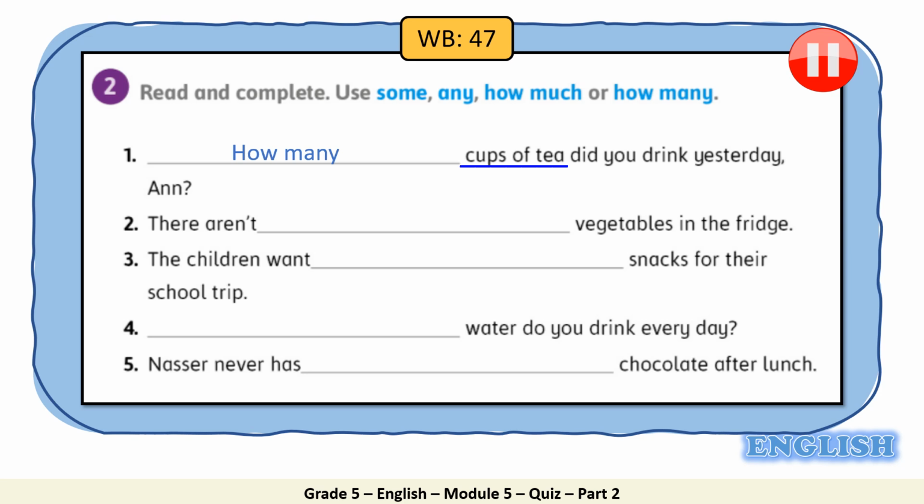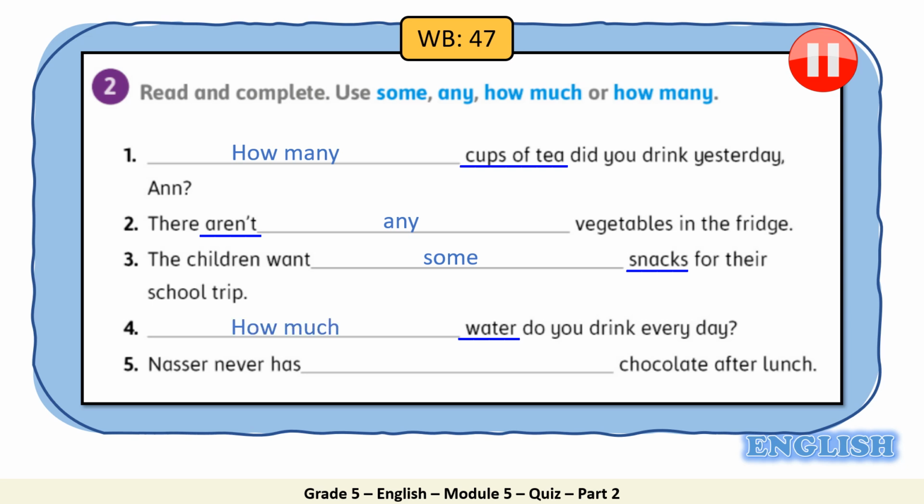Ready to check your answers? Let's start with number 2. The answer is any. Why? Because this is a negative sentence. Number 3, the answer is some. Why? Because the word snacks is a countable noun. Number 4, is it a question or a sentence? It's a question. And what about the word water? Is it countable or uncountable? It's uncountable. So we will use how much.